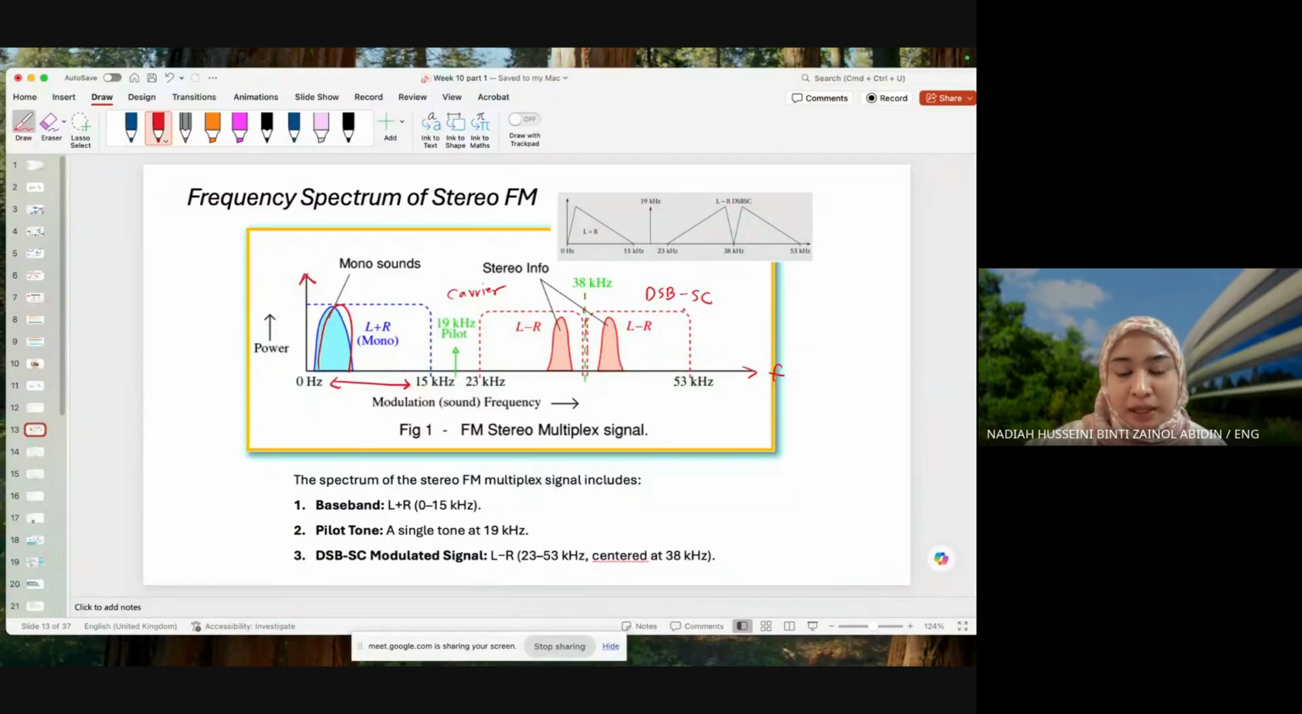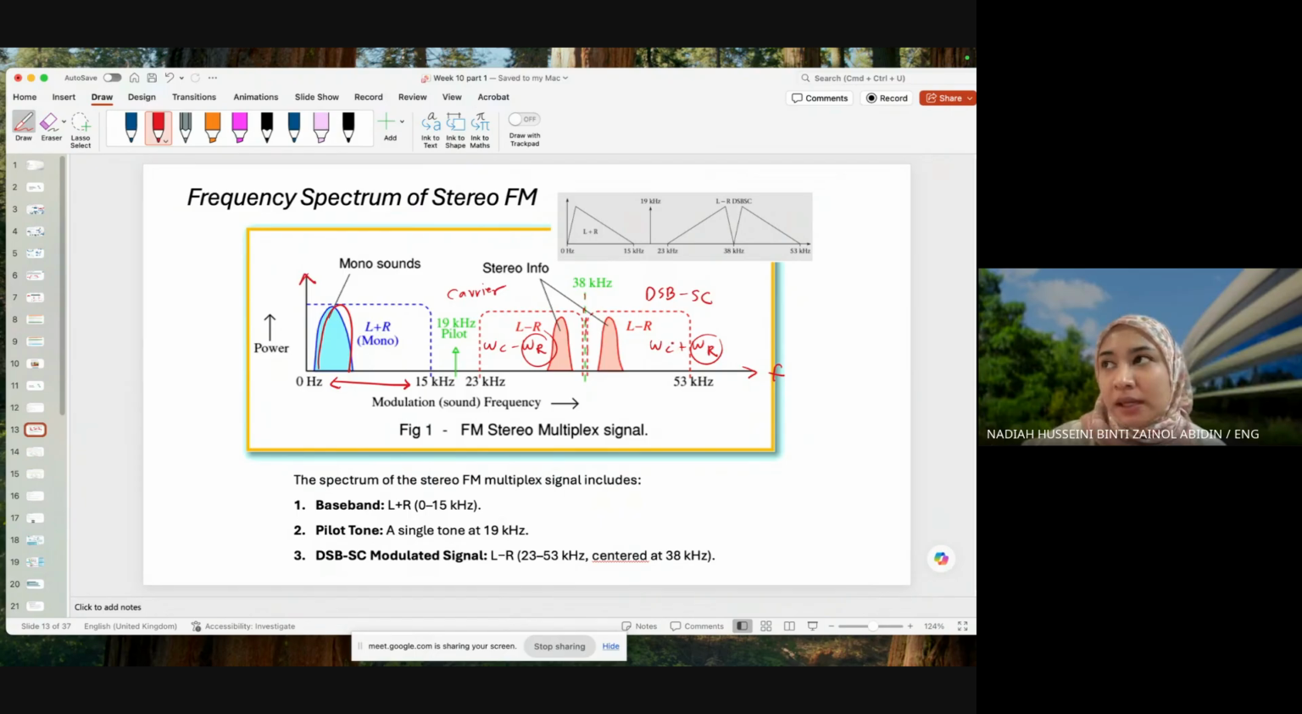Why is it both L minus R? Because, how do I explain this? Because it is omega C plus omega R, and this is omega C minus omega R. So L minus R is actually this, omega R.